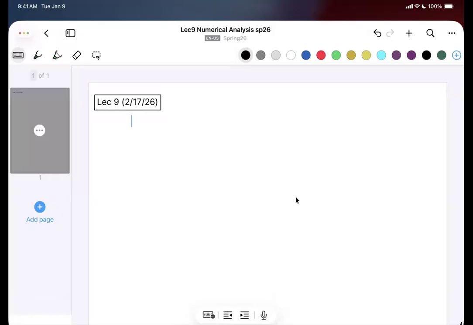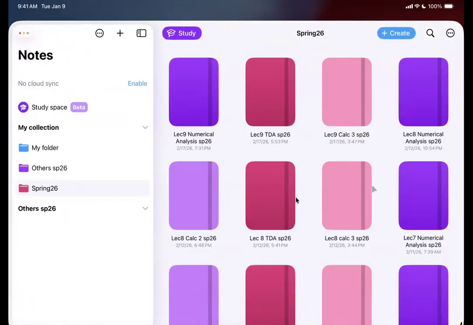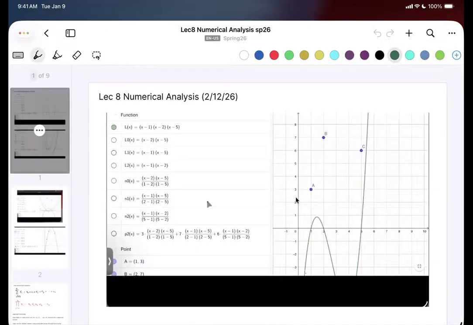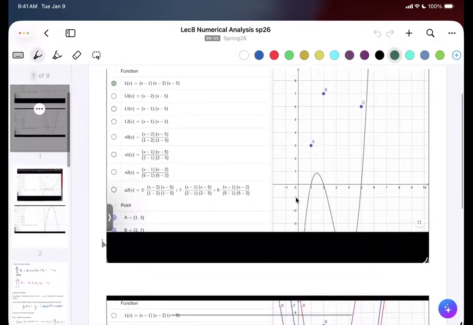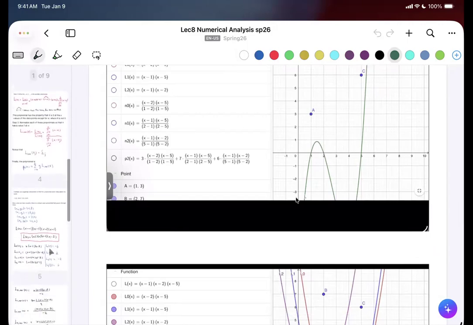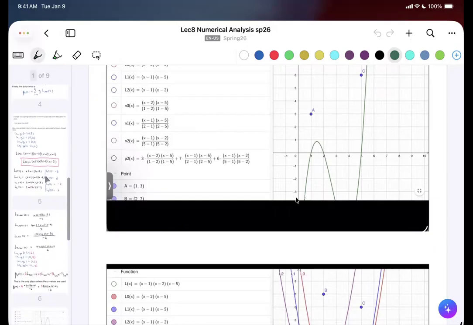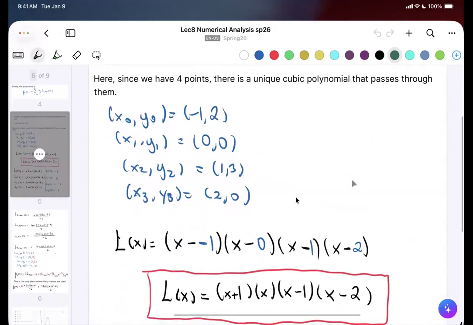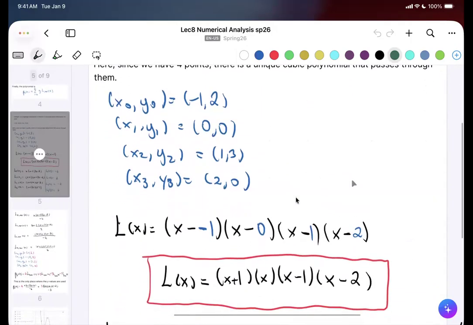So just to remind you how the Lagrange interpolation worked. It is really simple. The example we did at the end of class was, I gave you 4 points. Because it's 4 points, you're trying to find 4 - 1 is 3, so a polynomial of degree 3 that passes through all the points.